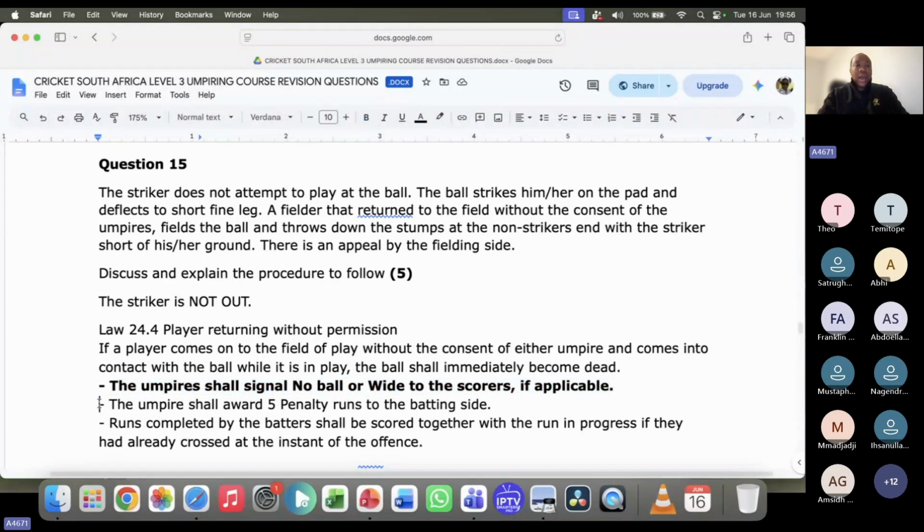Okay, in this scenario, the umpires shall award 5 penalty runs to the batting side. Runs completed by the batters shall be scored together with the run in progress if they had already crossed at the instant of the offense. There were no runs completed in this scenario, and they had not crossed by the time that the fielder that had returned to the field without the consent of the umpires came into contact with the ball.